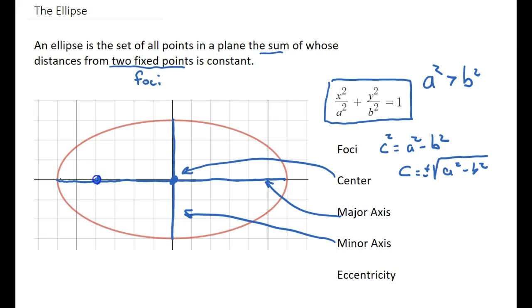And so let's say that we've got a focus there and we've got a focus there. So where do they come into the picture here? Well, if I pick a random point x comma y on the ellipse, that distance from one focus plus this distance to the other focus is going to be a constant. So this would be at negative C, 0 and this would be at positive C, 0.